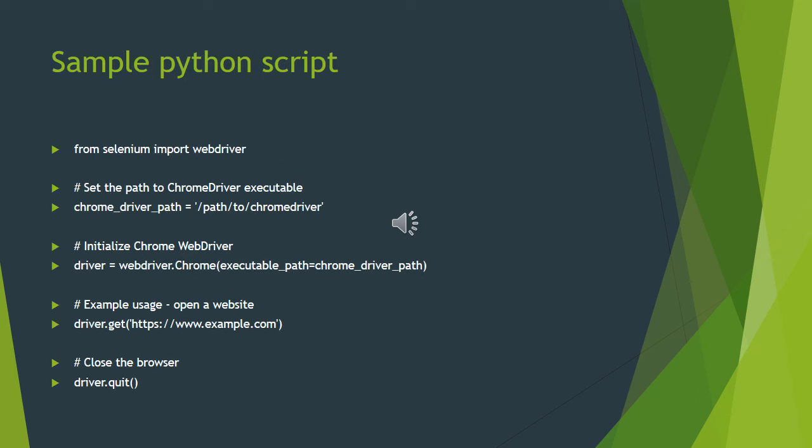Now what you're looking at on the screen is a sample Python script to work with the Chrome driver executable. What it's going to do is go to the path where you have the Chrome driver downloaded, and driver.get is going to load the page for your program. Later on you can use it any way you want. So this is a sample script.